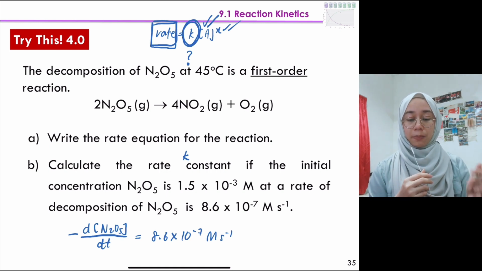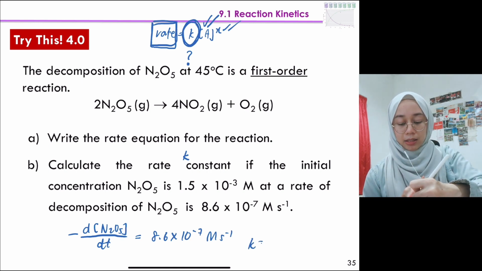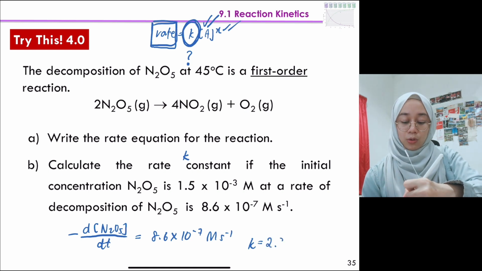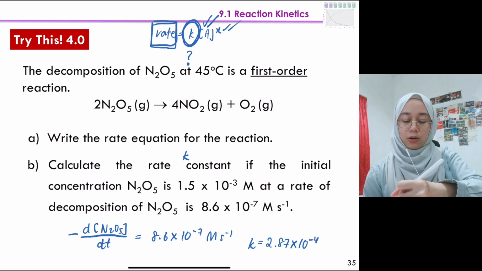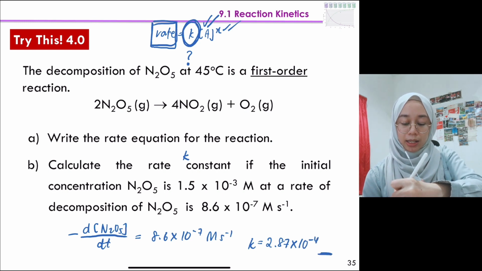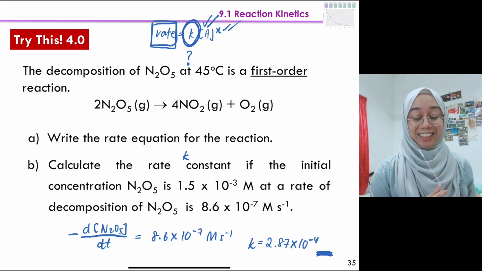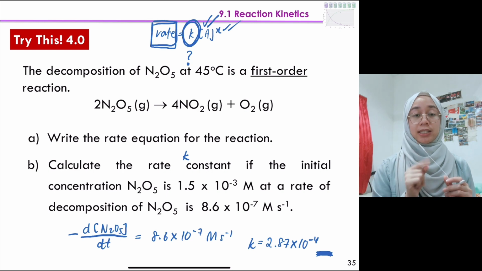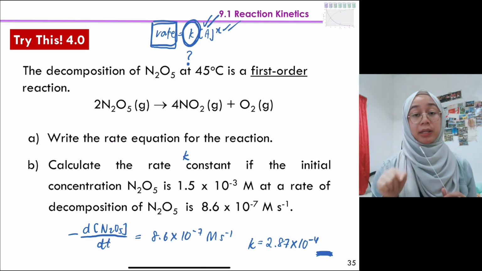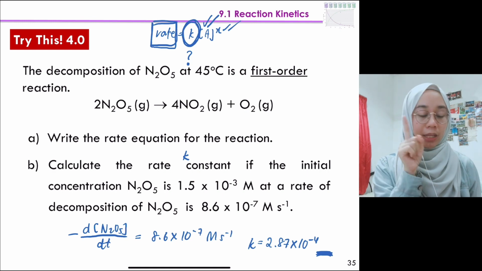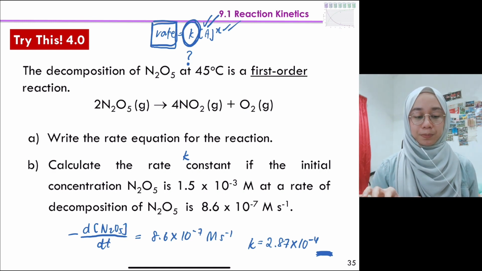So untuk yang ni jawapan dia adalah K is equals to 2.87 exponent negative 4, and then dia ada unit tak? So try to figure out apa unit untuk K dekat sini. Okay, so yang tu nanti kamu tengok, try sendirilah, dapat ke tak this particular value here, and then make sure unit pun betul. Nanti Miss nak tengok jalan kerja kamu.